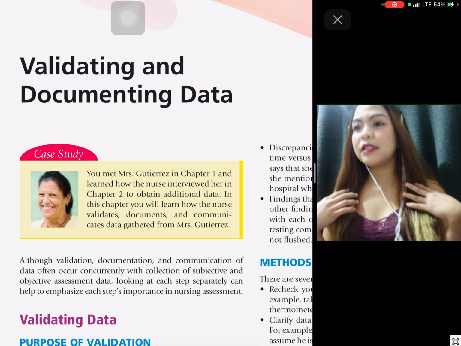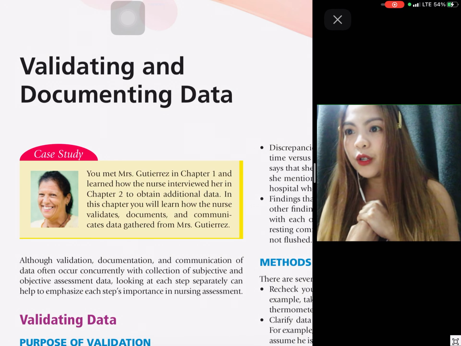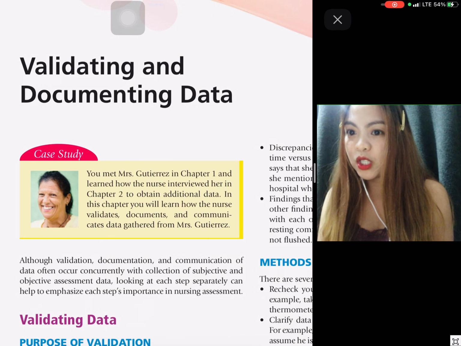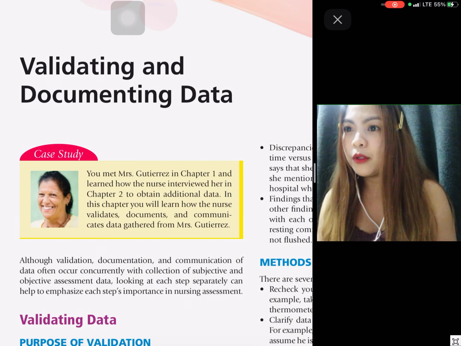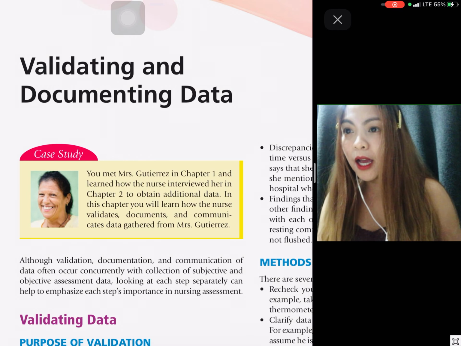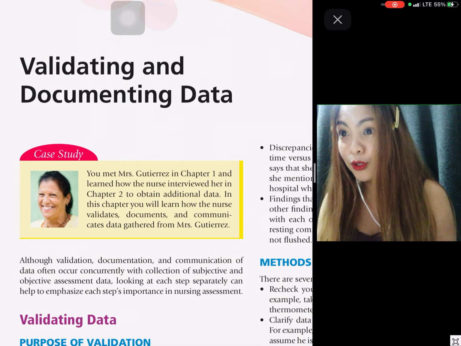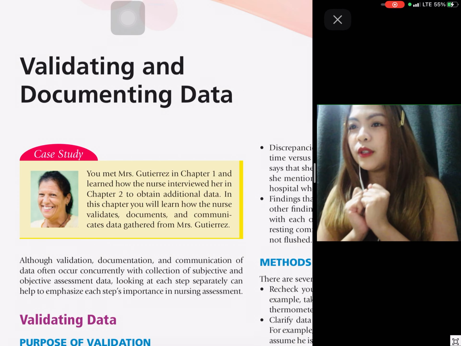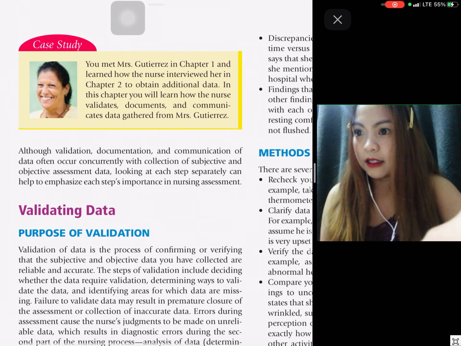Okay? Although validation, documentation, and communication of data often occur with the collection of subjective and objective assessment data. Minsan kasi, nagva-validate na tayo while we're doing the collection of subjective and objective assessment data. Pero dito, kailangan natin isa-isahin para malaman talaga natin kung paano yung process nun. So, ngayon, unang-una is how to validate data. Okay? Unang-una, ano ba yung purpose ng validation?